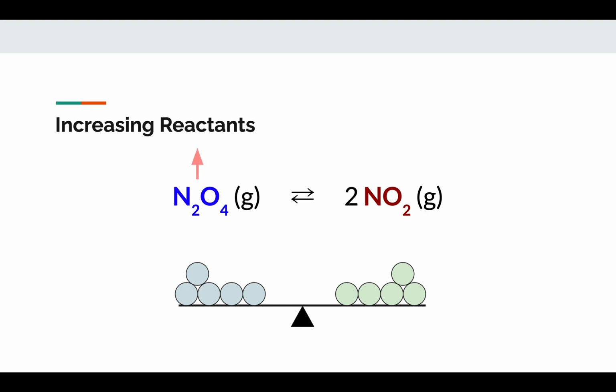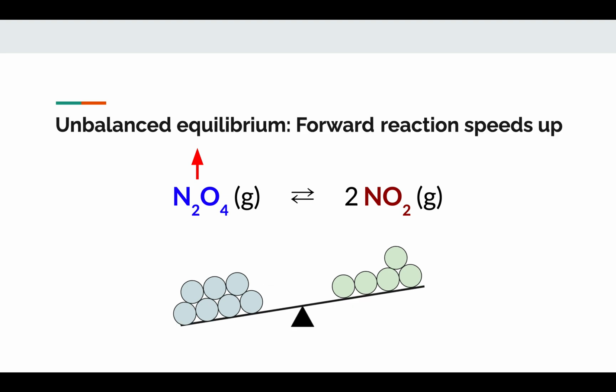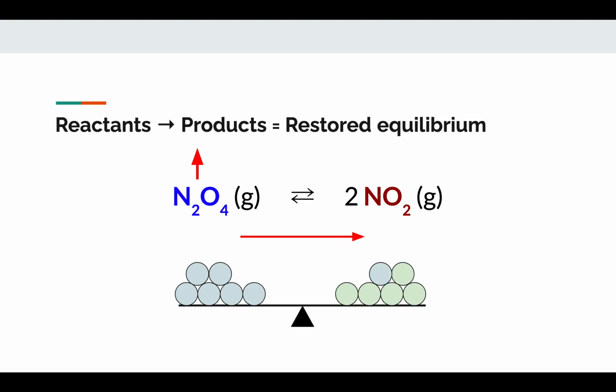If you increase the reactants, then you basically tilt the balance in favor of the reactants. And what we need to do is adjust that and make the pieces move in such a way that we're back into balance. So what will happen is we'll need the forward reaction to push reactants out of the reactant side and into the product side. When that happens, we go back to balance.